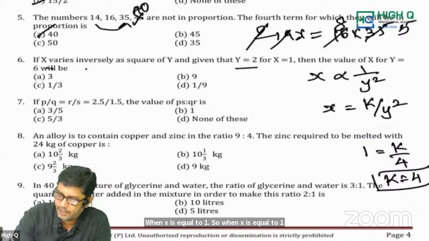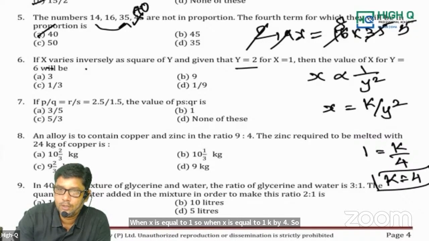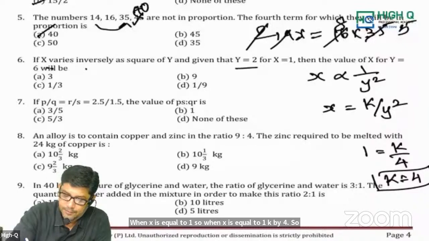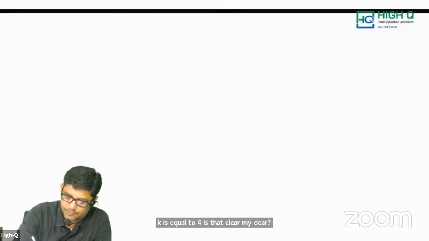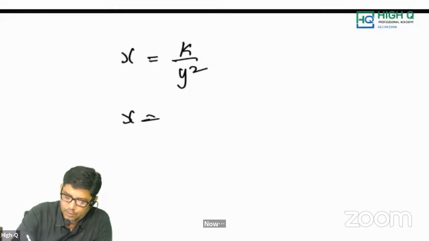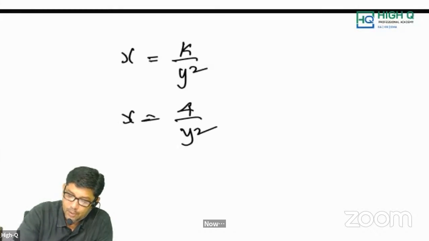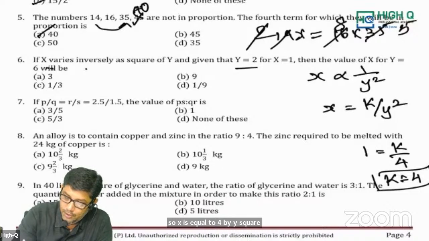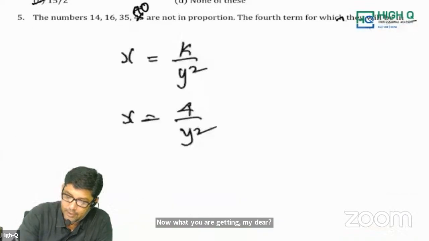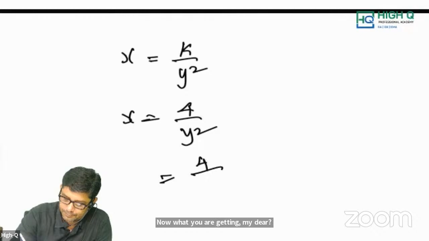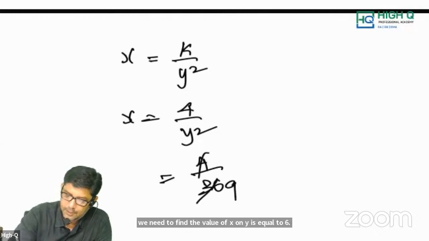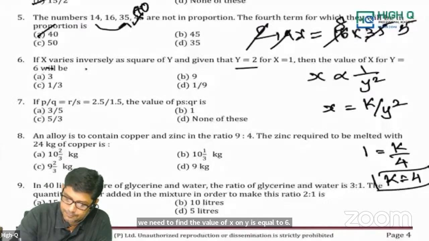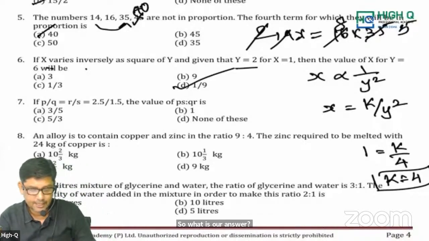Is that clear, my dear? Say yes or no. So x is equal to 4 by y square. Now we need to find the value of x when y is equal to 6. So what is our answer? 1 by 9. Is that clear, all of you?